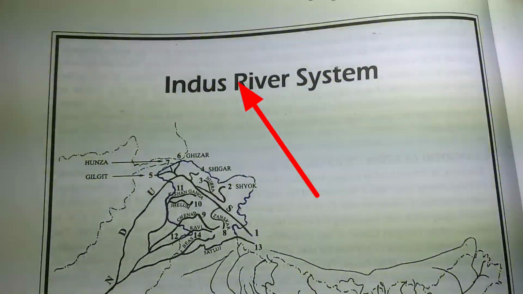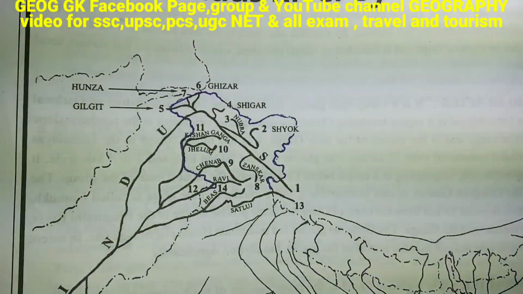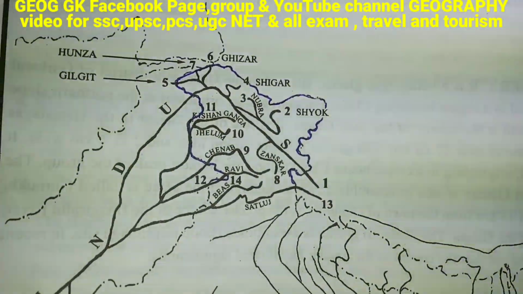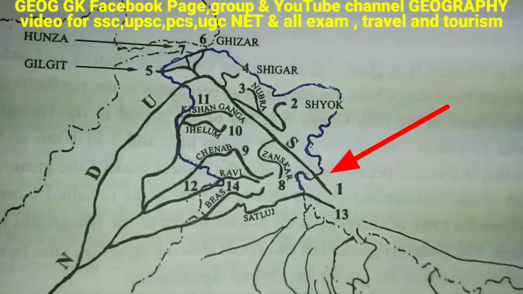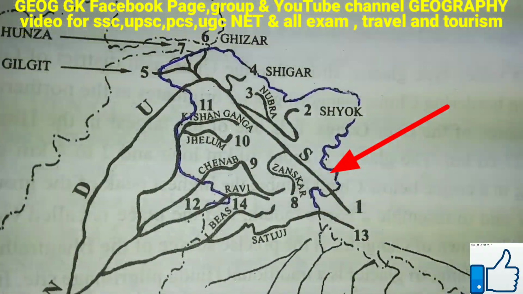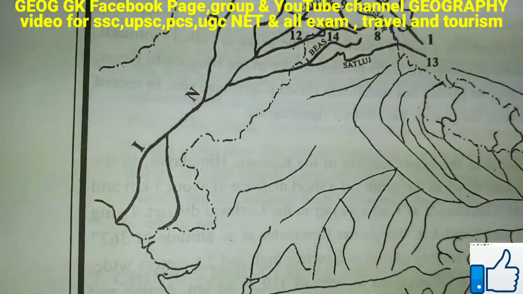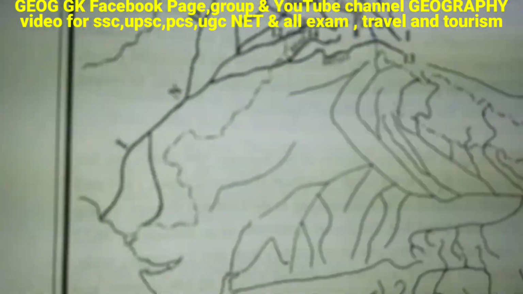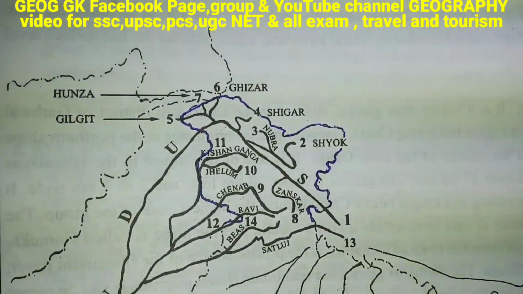Indus River System. 1. Indus. Originating in the Tibetan Plateau of western China in the vicinity of Lake Mansarovar, the river runs a course through the Ladakh and Gilgit-Baltistan regions of J&K, and then enters Pakistan, and merges into the Arabian Sea near the port city of Karachi in Sindh.